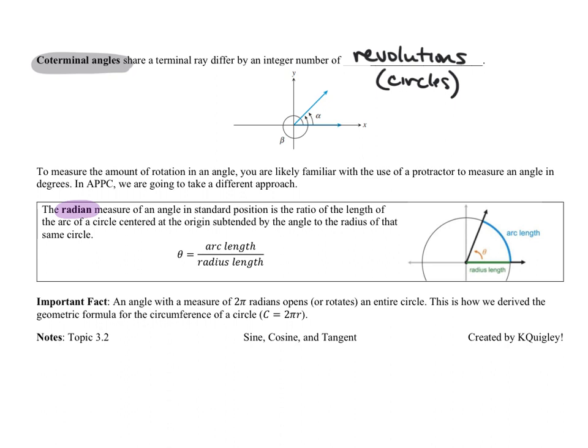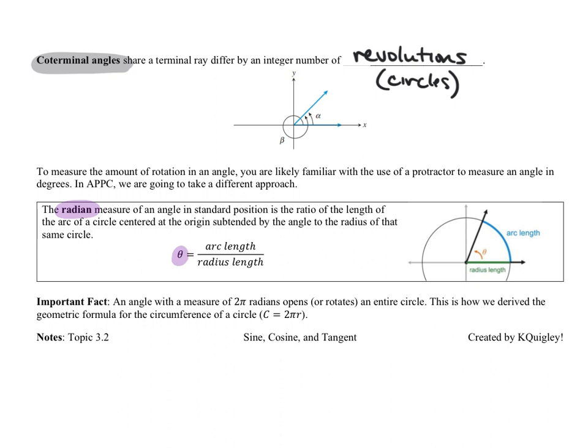A radian measure of an angle in standard position is the ratio, so a fraction, of the length of the arc of a circle centered at the origin subtended by the angle to the radius of that same circle. Whoa, that was a lot of words. Let me show you what I mean.